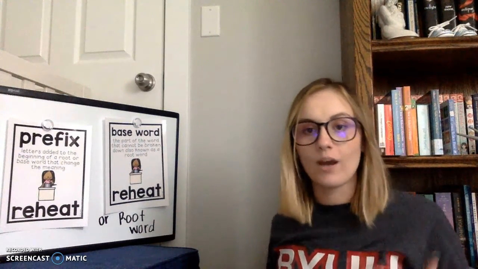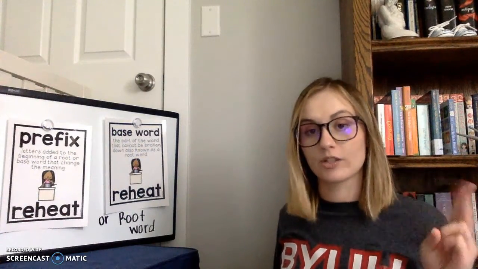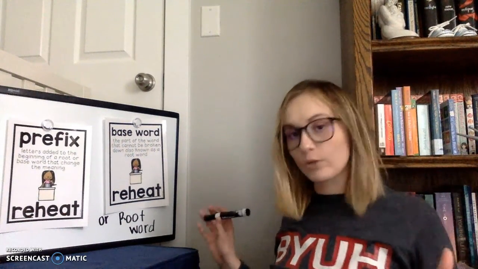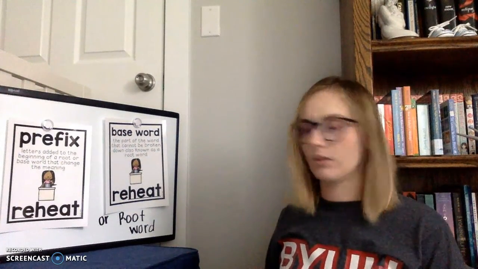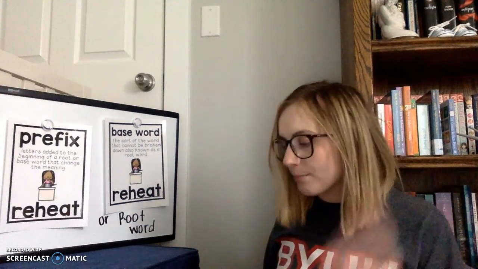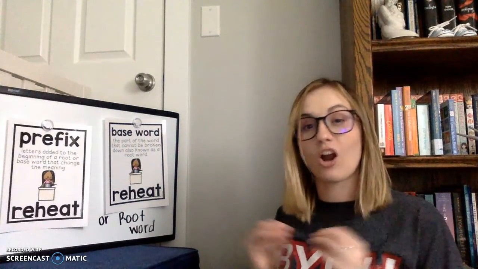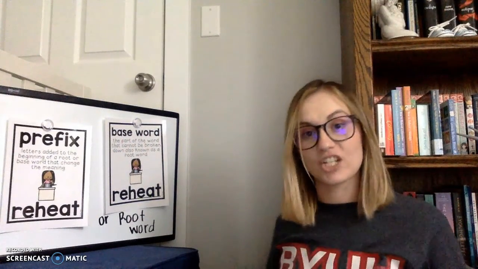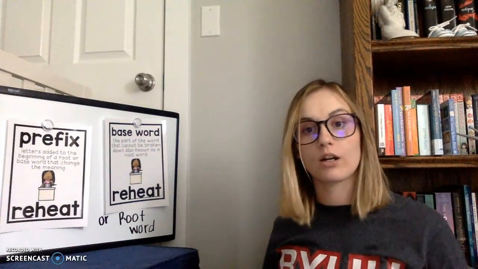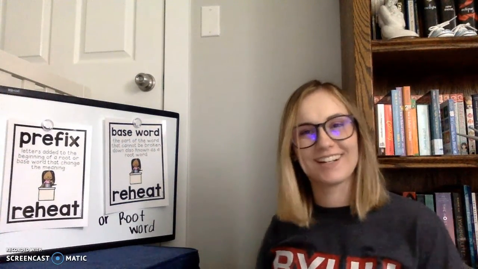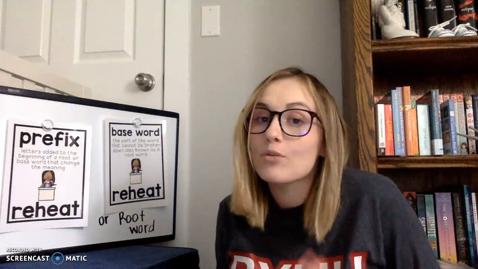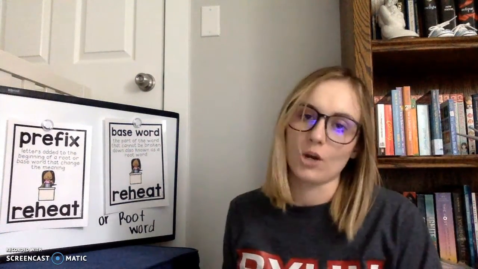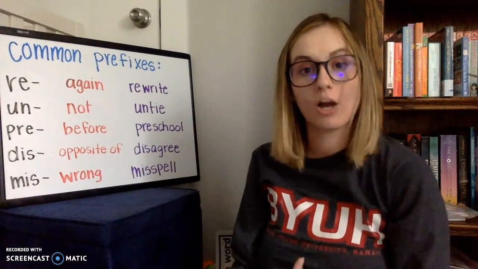Just to remind us what a base word or a root word is, those are the same thing. A base word or root word is the part of the word that cannot be broken down any more than it already is. It is a word all on its own, and the prefix is just added to it. That's a root word or a base word. All right, let's do a few examples. These are going to be really simple, really fast, really easy, and then you just go and do the quick Google form, okay?